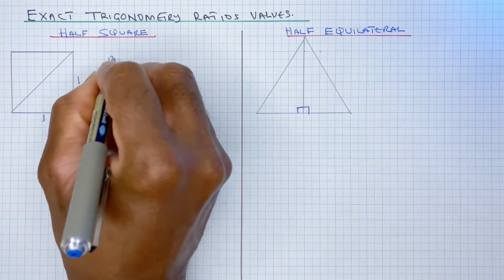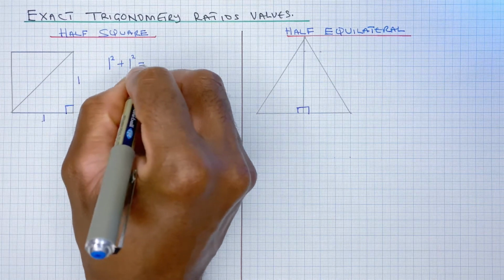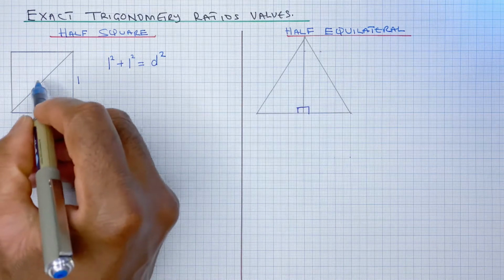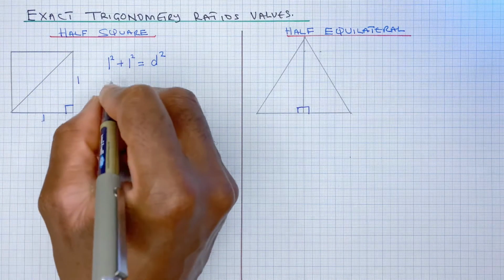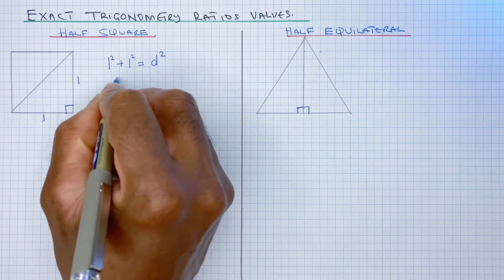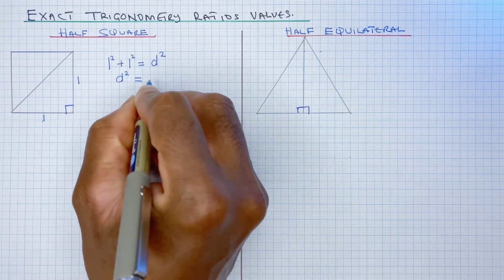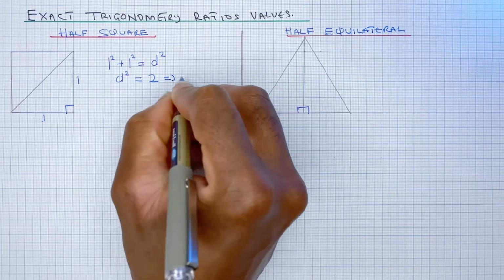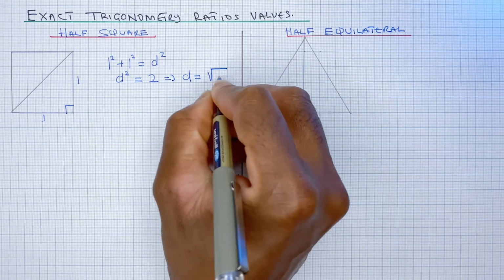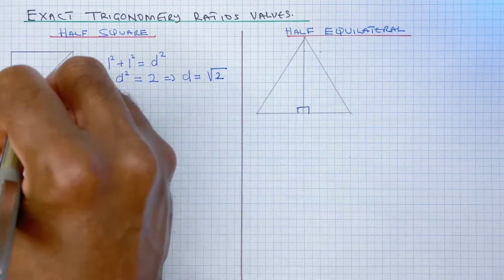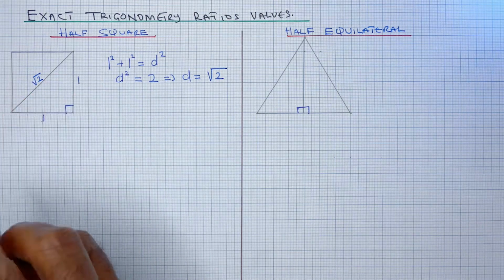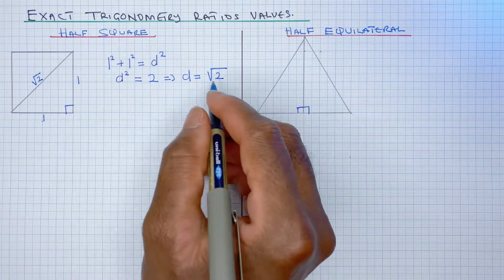Okay, so that would be 1 squared plus 1 squared equals, let's call that d for diagonal, d squared. 1 squared plus 1 squared is basically 2. 1 plus 1 is 2. So d squared equals 2. That implies d is plus or minus root 2, but we cannot have a negative diagonal, so it's just going to be root 2. So this is root 2, and that works. 1 plus 1 and root it. Perfect. That's how you find it there.